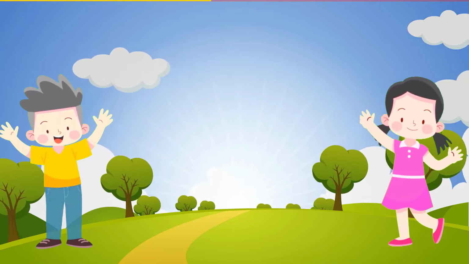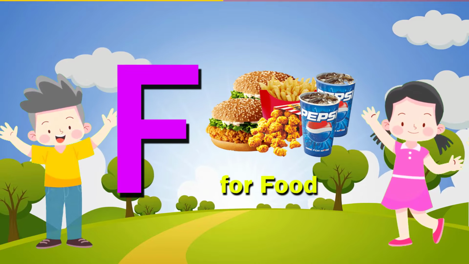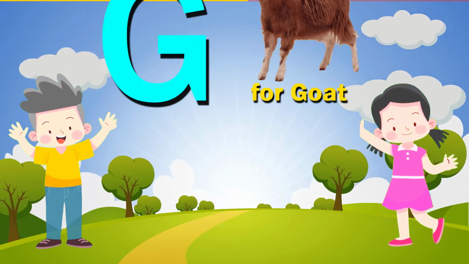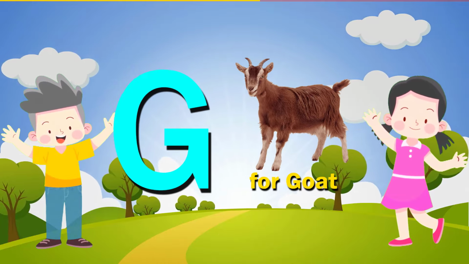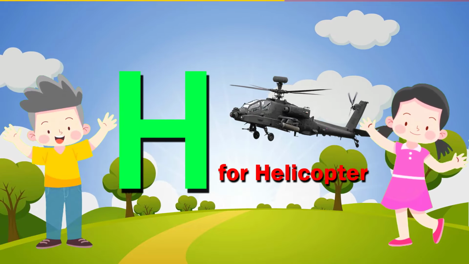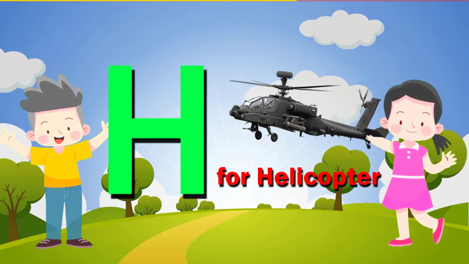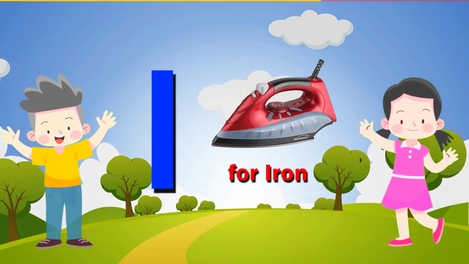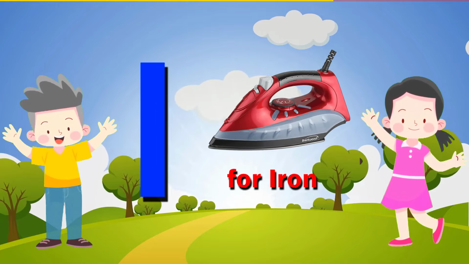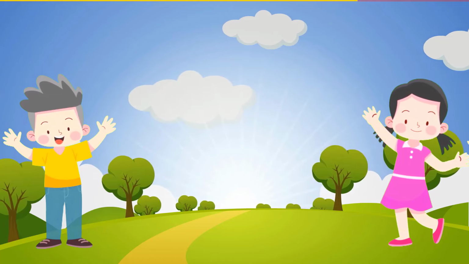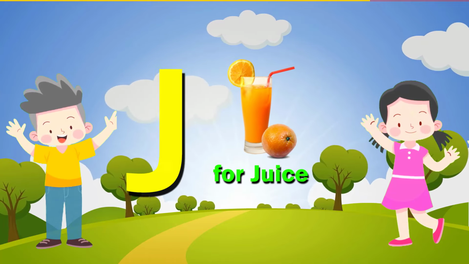F for fish, F for food. G for grapes, G for goat. H for hat, H for helicopter. I for ice cream, I for iron. J for jug, J for juice.